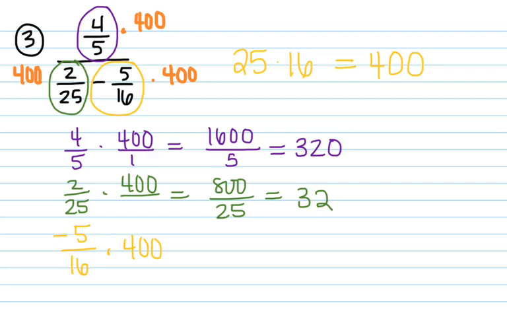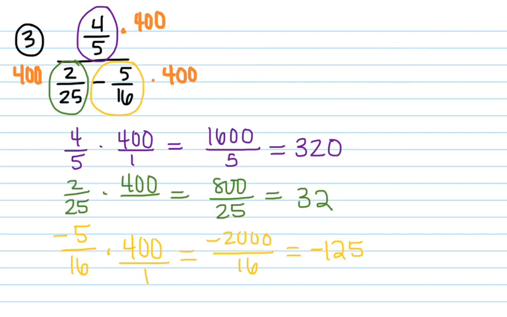And now finally I'm going to do negative 5 times 400, which is negative 2,000, and 16 times 1, which is just 16. And negative 2,000 divided by 16 is negative 125. Now I feel pretty good about this being a least common denominator because I found numbers instead of fractions for each of these. Still, if I made a mistake, I'm going to find it pretty soon, and I can simplify, most likely, to fix it.